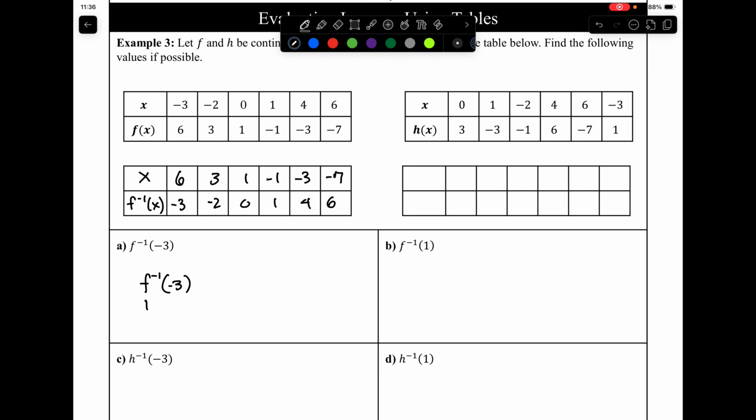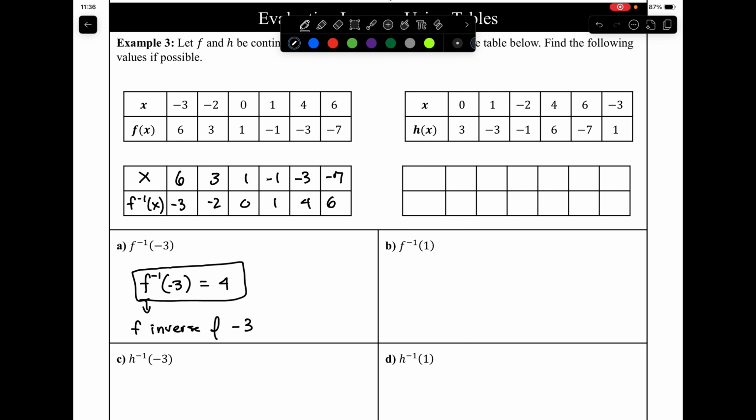Again, the way that we read this, we say f inverse of -3. So what is this going to equal? Well, according to the table, when x is -3 on the inverse, the output value is 4. So there is your answer: the value of the inverse at -3 of f equals 4.